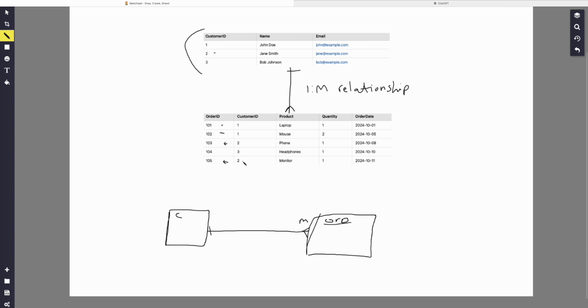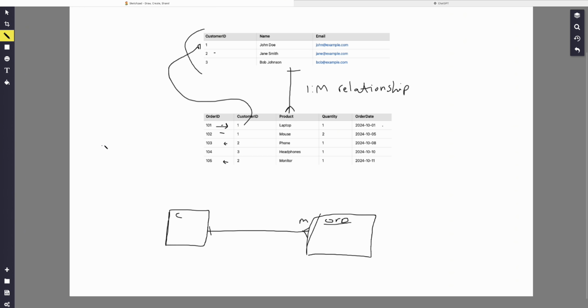Okay? So this is great. What does this mean? This means that when we look up the order number 101 in our table when we're doing our queries, what we see here is that order number 101 belongs to customer 1. Okay? Now we can look up customer 1. We can figure out, okay, that is John Doe, and he is buying a laptop at the quantity of 1, and this is the date that he ordered it. Perfect. That's like a perfect example of a one-to-many relationship and how we'd use it.